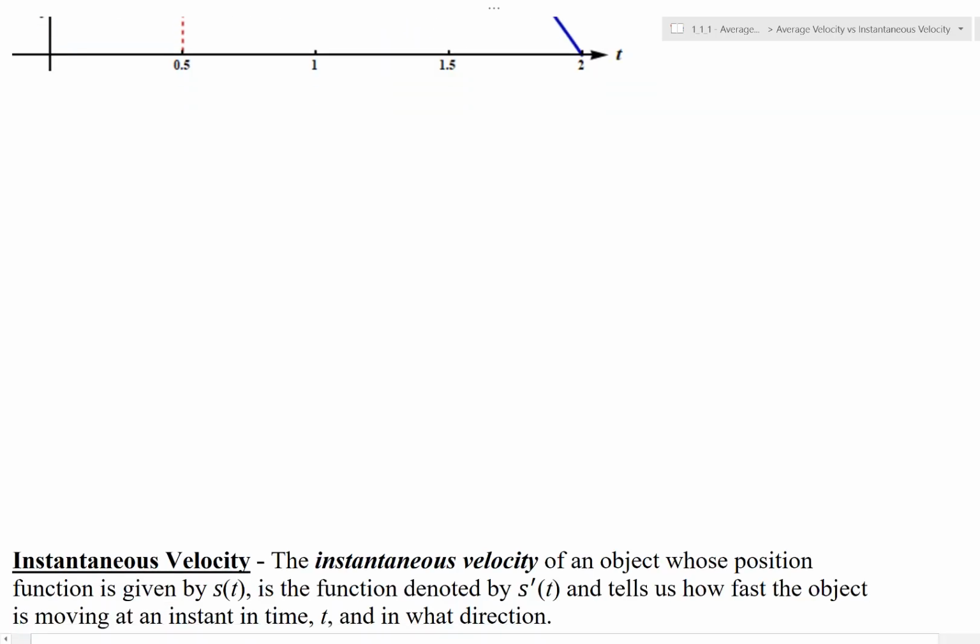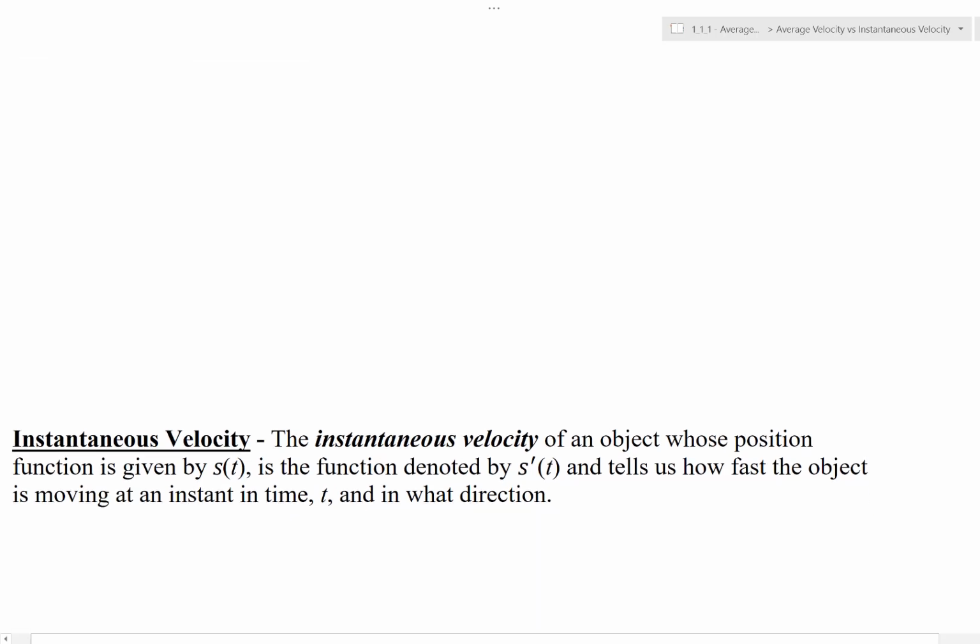Now remember, the title of this section that we're talking about, this video, is comparing what we just talked about, the average velocity, right? How fast has something gone up or down over some interval of time on average, versus what's called the instantaneous velocity. The instantaneous velocity of an object, say, whose position function is given by s of t, is this function, which we're going to denote by this here.